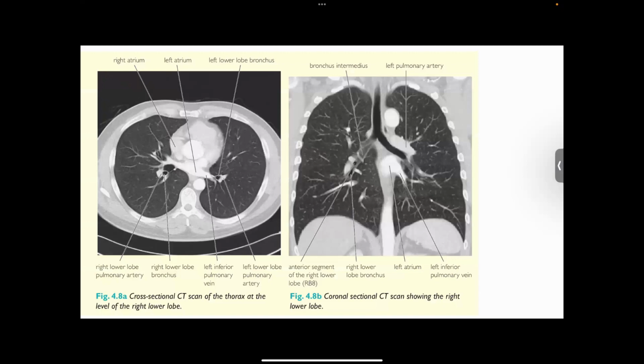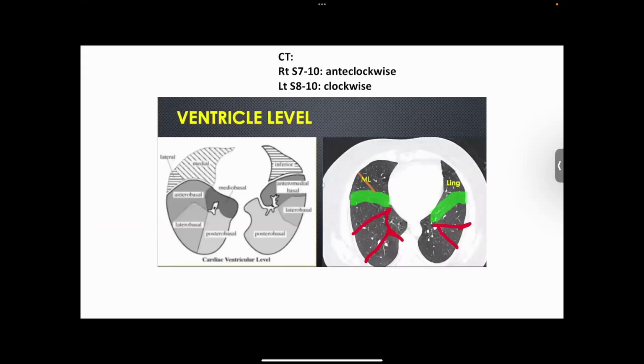Coming to the right lower lobe bronchus. Here in the right lower lobe CT scan, at the ventricle level, we can identify S7, S8, S9, and S10. Actually what happens in the CT scan for the right side is that it moves anti-clockwise. It means it is moving like this: S7, S8, S9, S10. But on the left side, it moves clockwise, like this: 8, 9, 10, in the CT scan picture, not in the bronchoscopy picture.